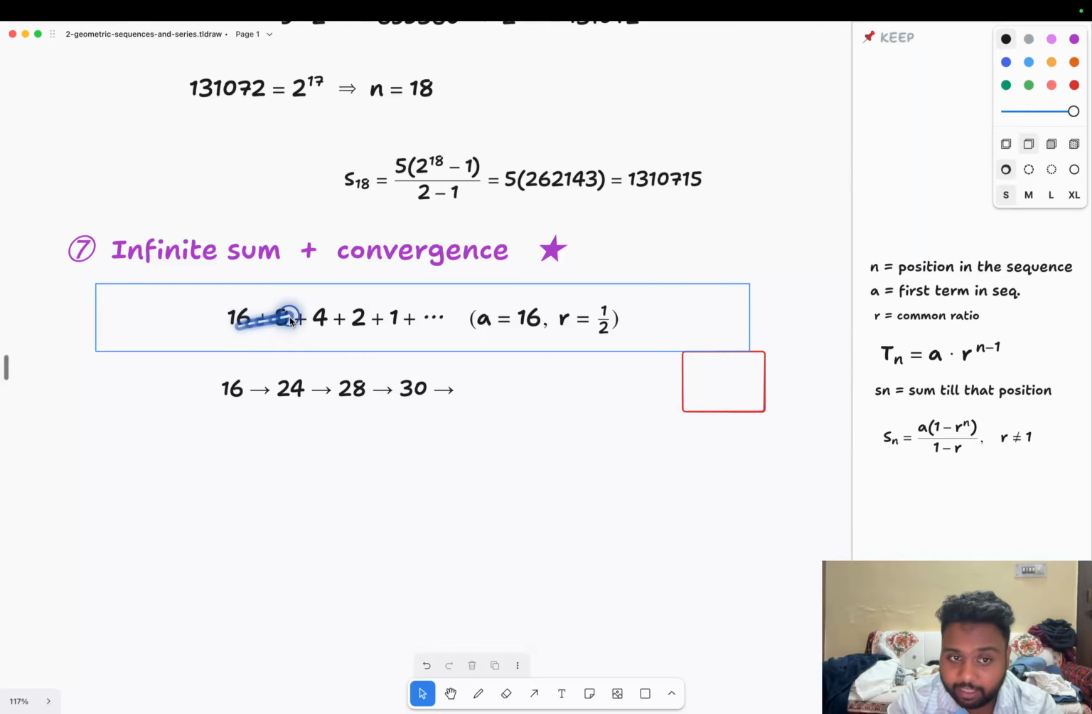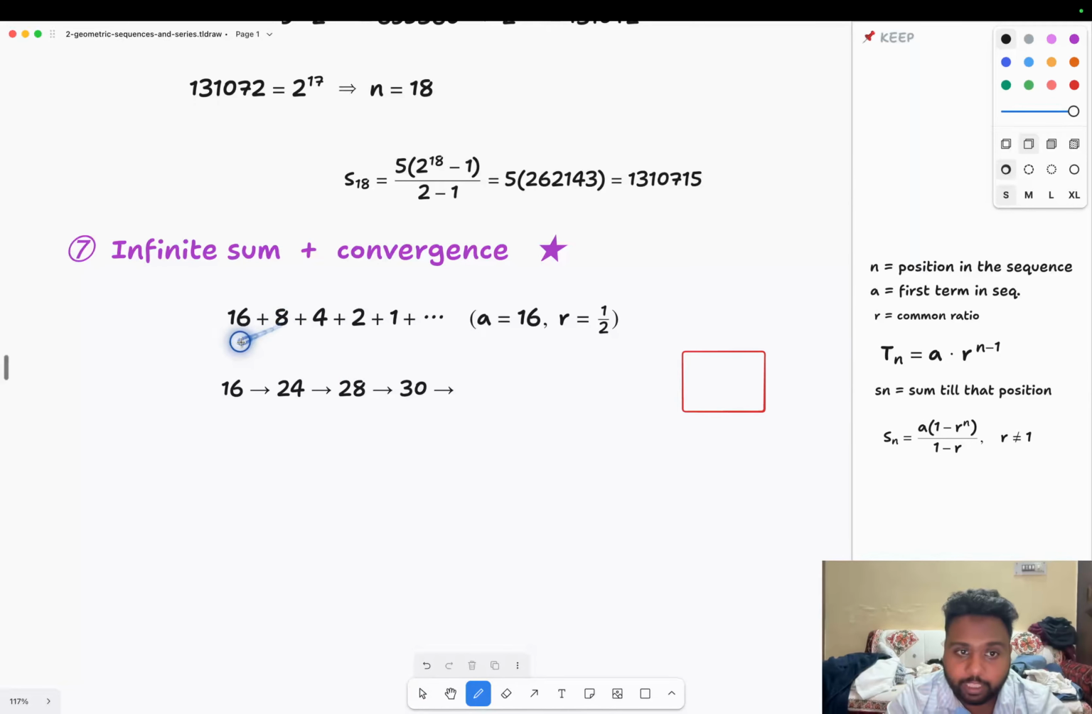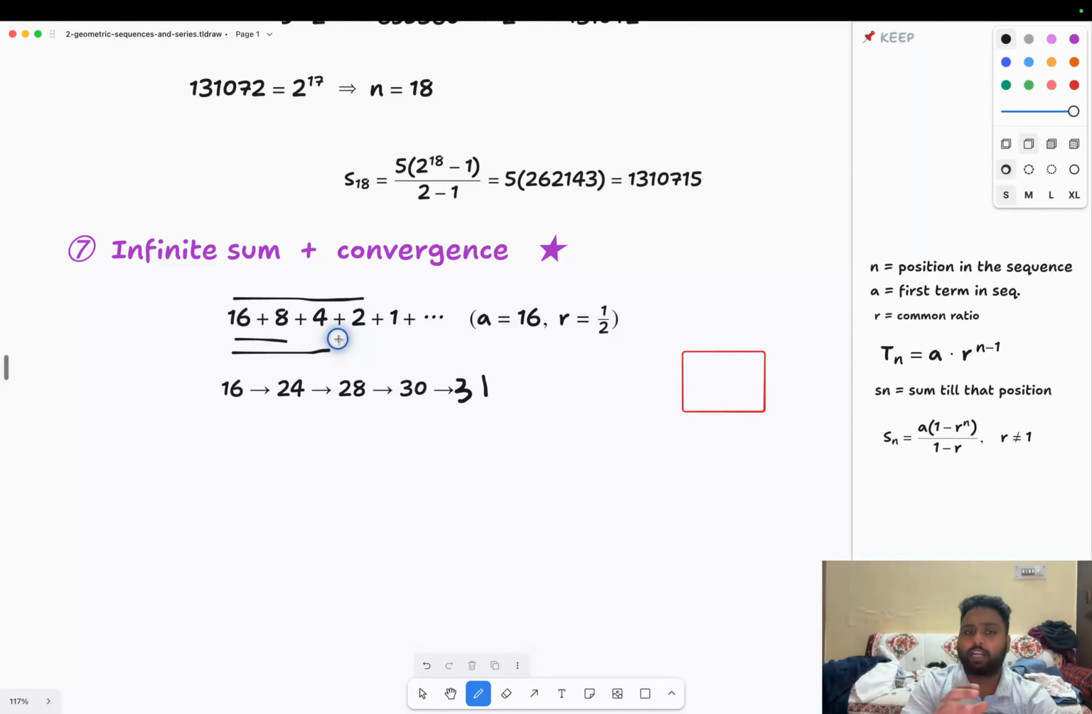So this is 16. The sum of the first two terms is only 24. And the sum of the first three terms is only 28. And the sum of the first four terms is only 30. The sum of the first five terms is only going to be 31, which is not very high. So you see, the sum is not increasing so fast. Okay.